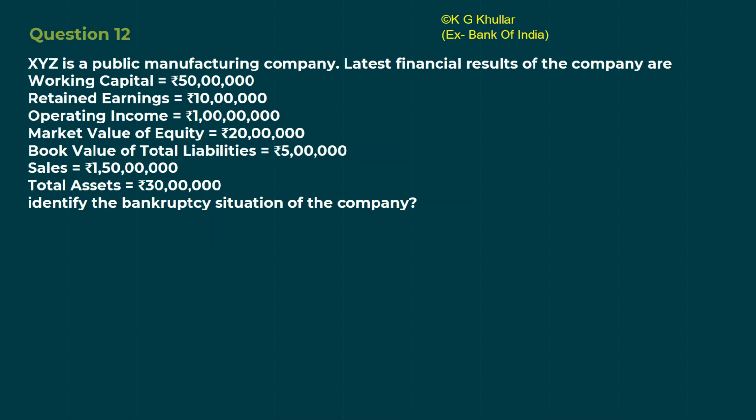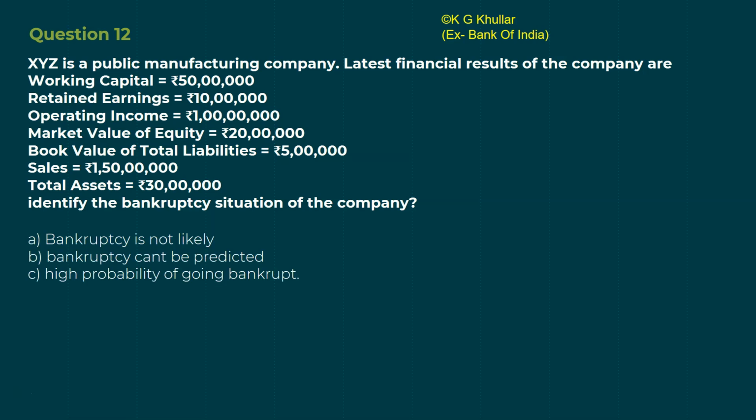XYZ is a public manufacturing company. The latest financial figures of the company are given. Now identify the bankruptcy situation of the company. And the options are these.